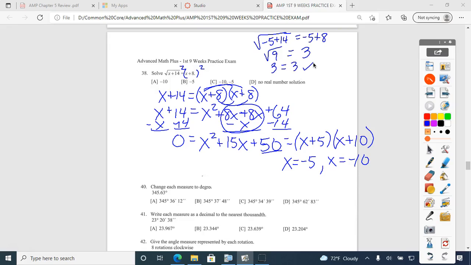Let's try negative 10. Square root of negative 10 plus 14 equals negative 10 plus 8. That would be square root of 4 equals negative 2. The square root of 4 is 2, and it does not equal negative 2. So negative 10 doesn't work. The answer is just B. Okay, for 38. B, which is negative 5. All right, 39.